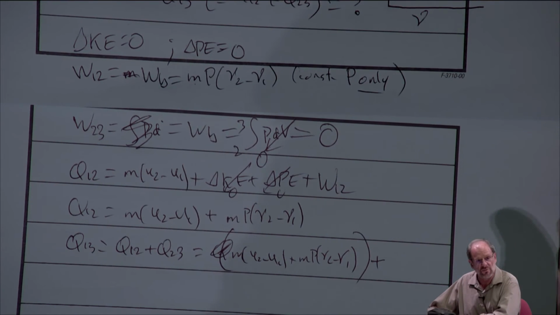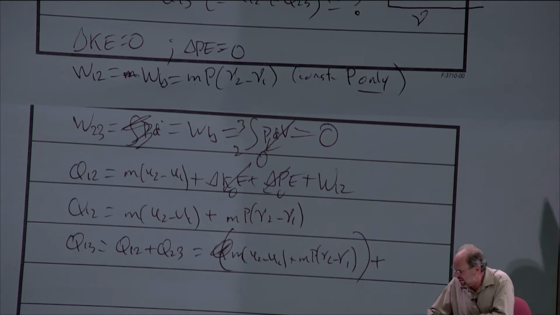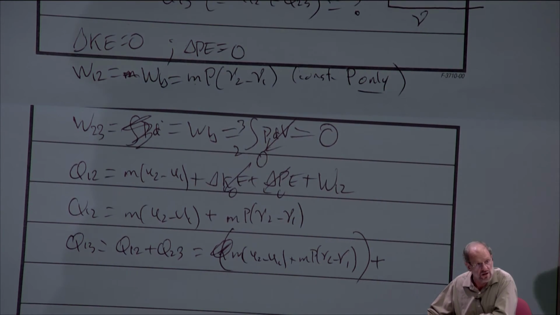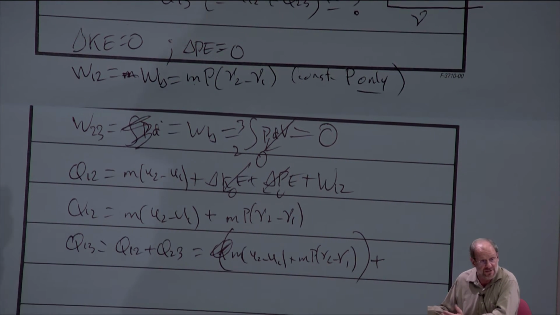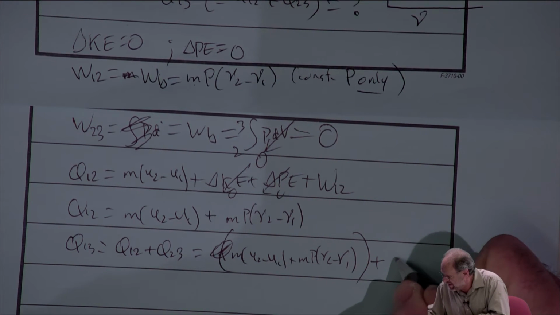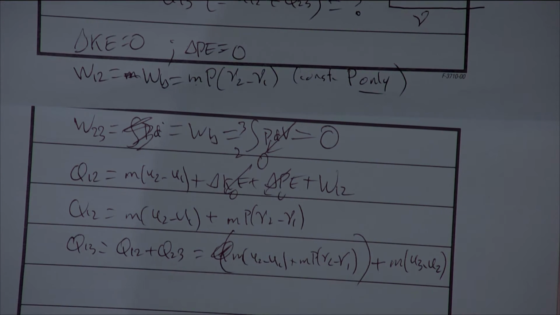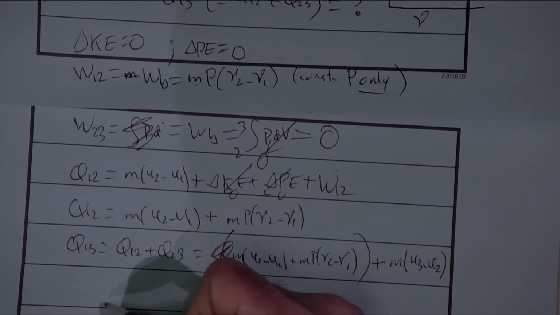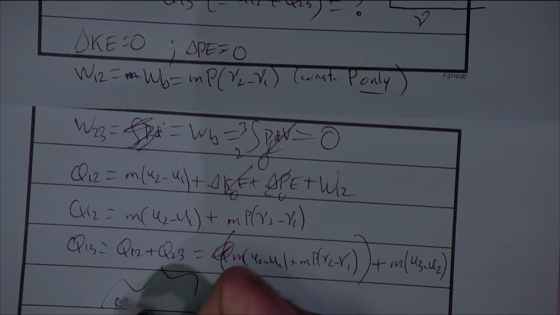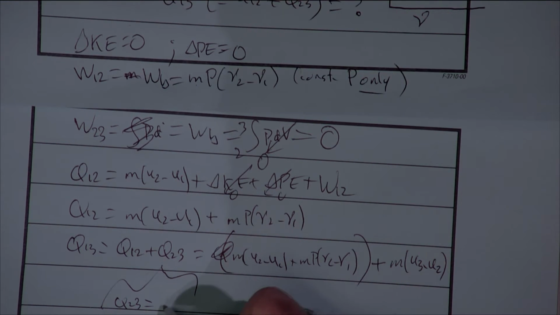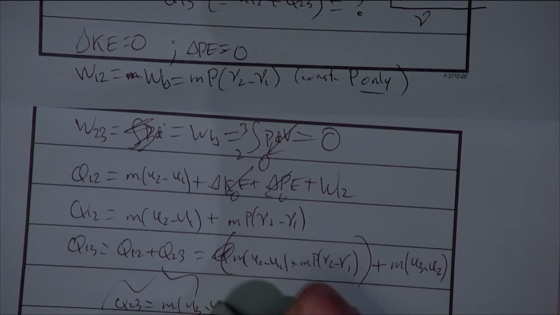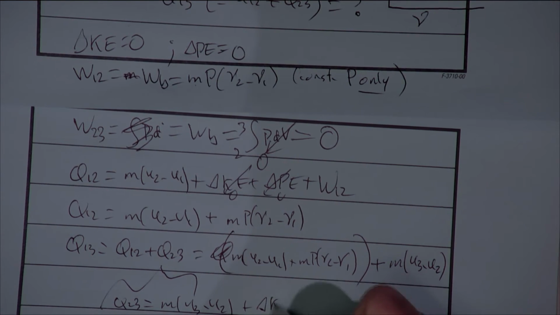What about the heat transfer from 2 to 3? Well, again, there's no kinetic energy change. There's no potential energy change. There's no work. So the only heat transfer we have from 2 to 3 is just a change in the internal energy, right? So this is just m(U3 minus U2). Okay. Maybe what I should do to make it more clear is note that this is equal to the following.